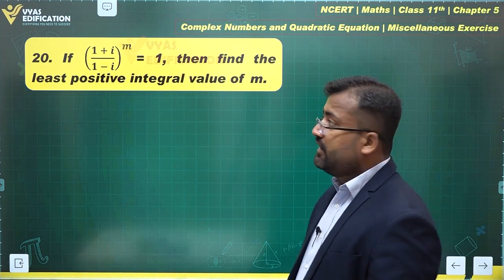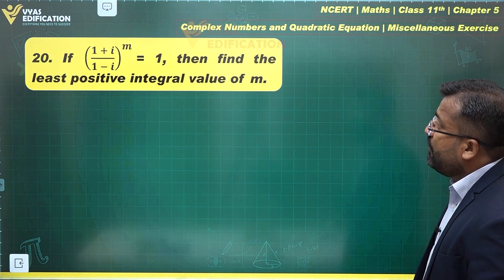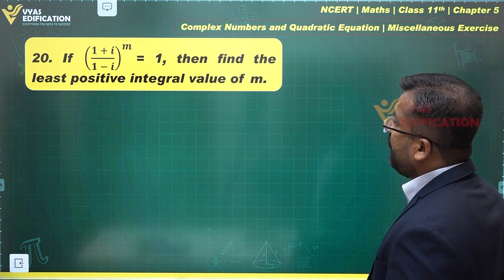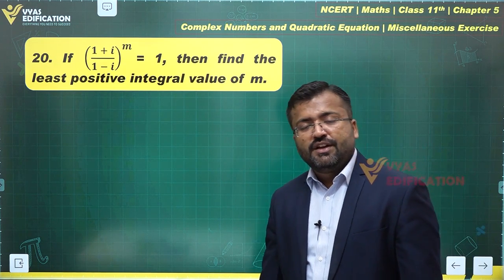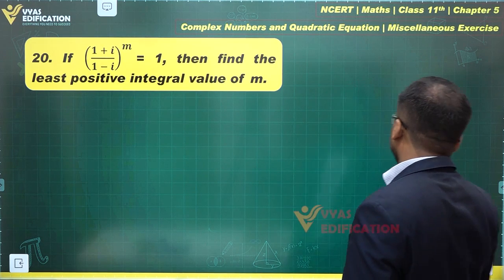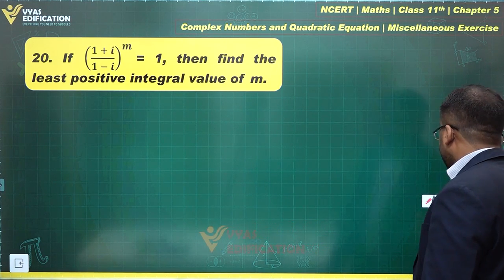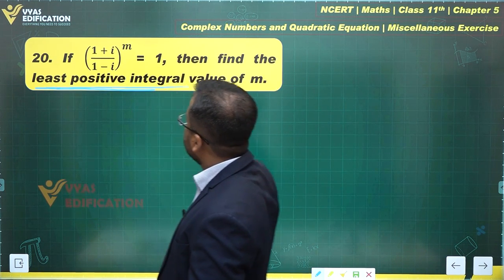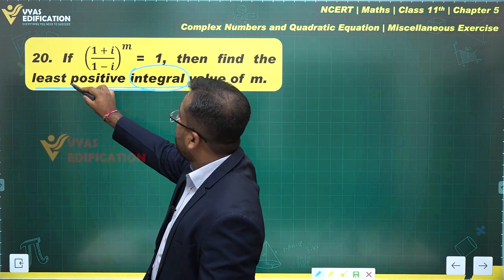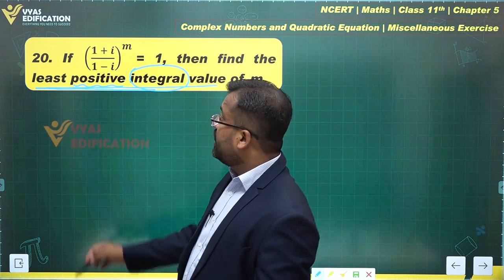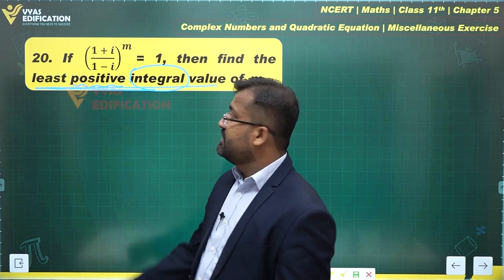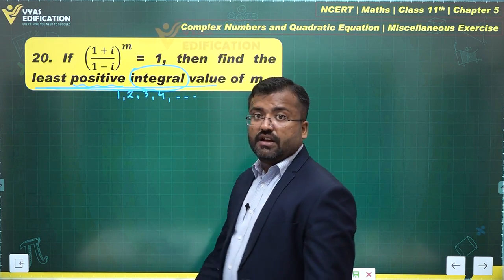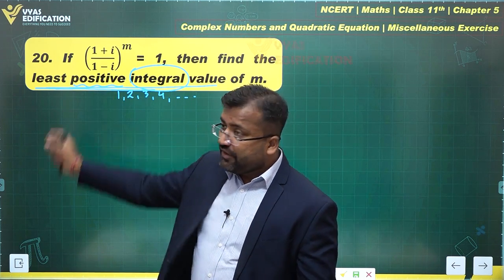Let's take a look at this one. 20th. If 1 plus i over 1 minus i whole power m is equal to 1, then find the least positive integral value of m. Very interesting. Least positive integral value of m. These terms are very important. Least positive integral value. So you're talking about positive integers, which are actually natural numbers, that is 1, 2, 3, 4, right? And you need the least possible value of this.